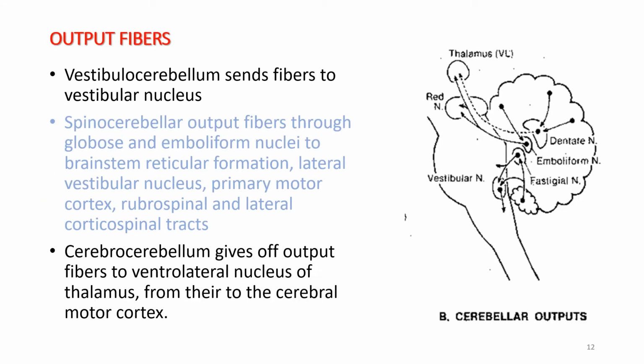There are output fibers. The vestibulocerebellum sends fibers to the vestibular nucleus. The spinocerebellum sends output fibers to the globose and emboliform nuclei, to the brainstem reticular formation, lateral vestibular nucleus, primary motor cortex, rubrospinal and lateral corticospinal tract. The cerebrocerebellum gives off output fibers to the ventrolateral nucleus of the thalamus and from there to the cerebral motor cortex.